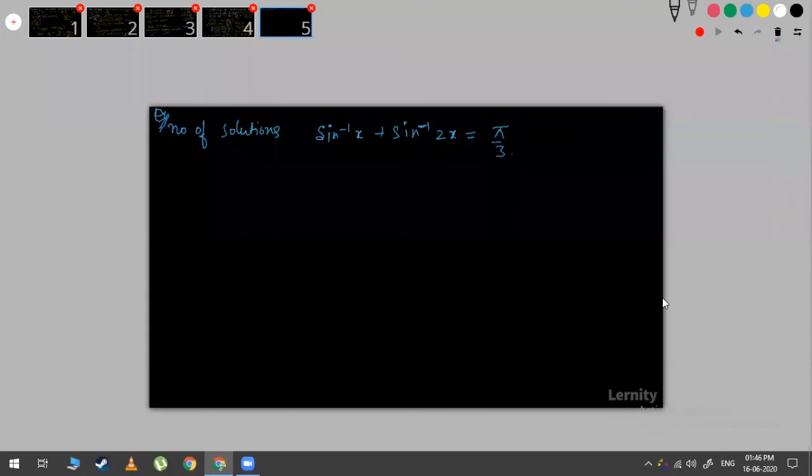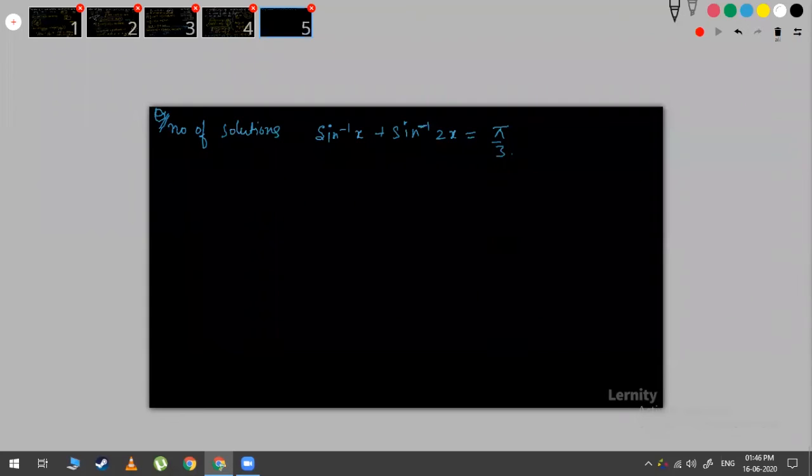Yes, 1 is correct. 2, I know why you are getting 2. You are getting a quadratic equation and you are getting plus minus something. So let's solve and see why, even after getting a quadratic equation, we are getting only one solution.